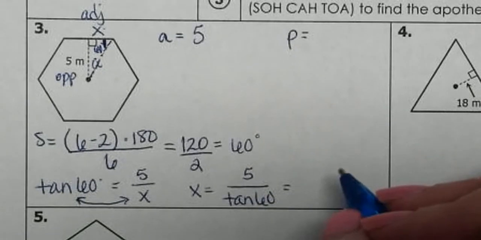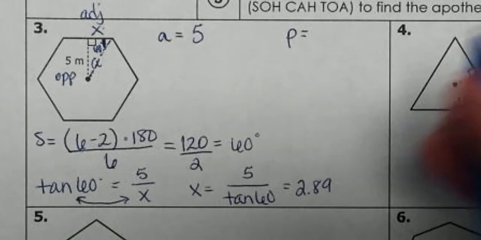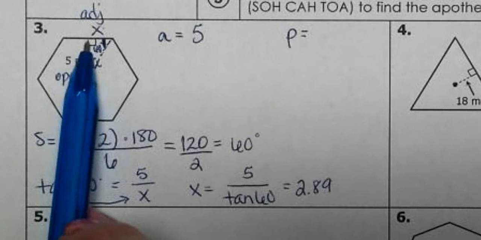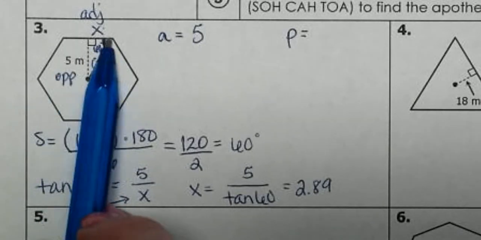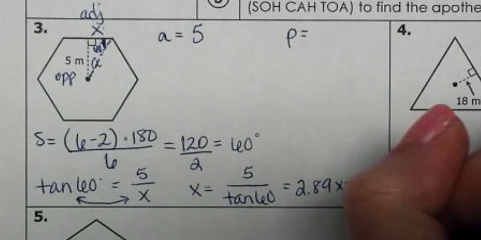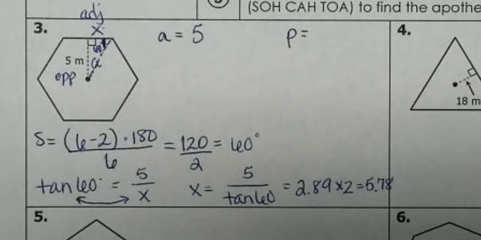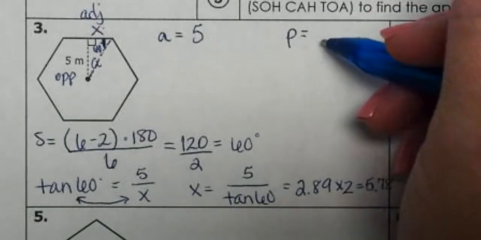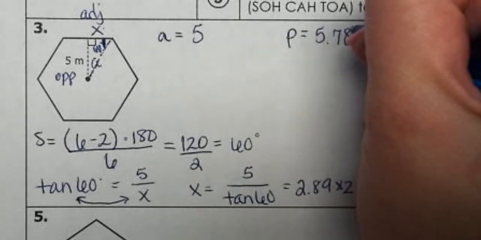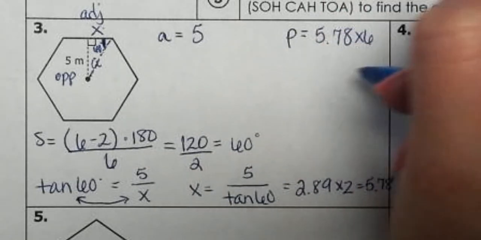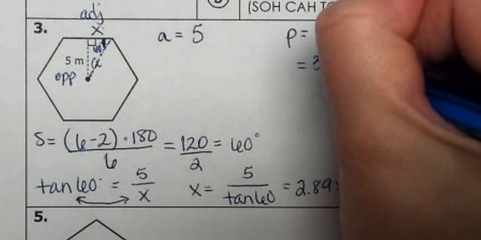That would give me 2.89. But that's just half of the side. That is just from this right angle to this vertex. So that's just half of the side. The whole side I would have to multiply by 2 to get. If I multiply it by 2, I get 5.78. So to get the perimeter, I'm going to take that side, 5.78, and I'm going to multiply it by 6 because there are 6 sides. So I'm going to get 34.68.